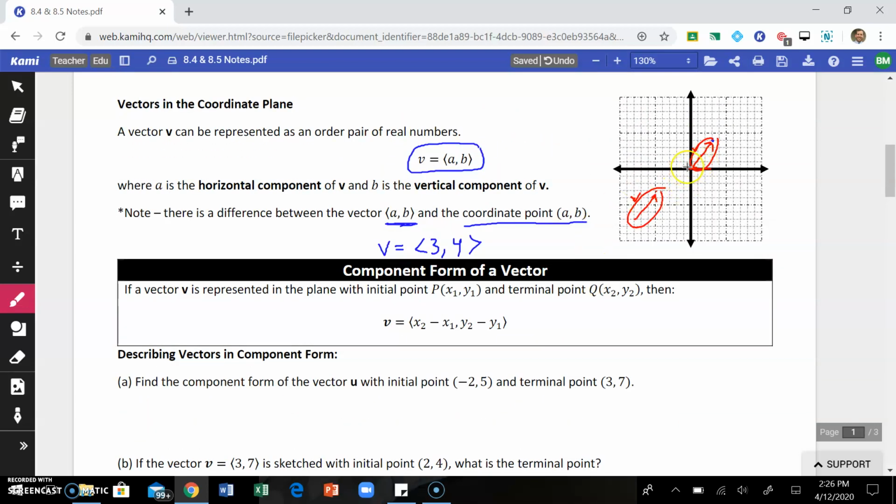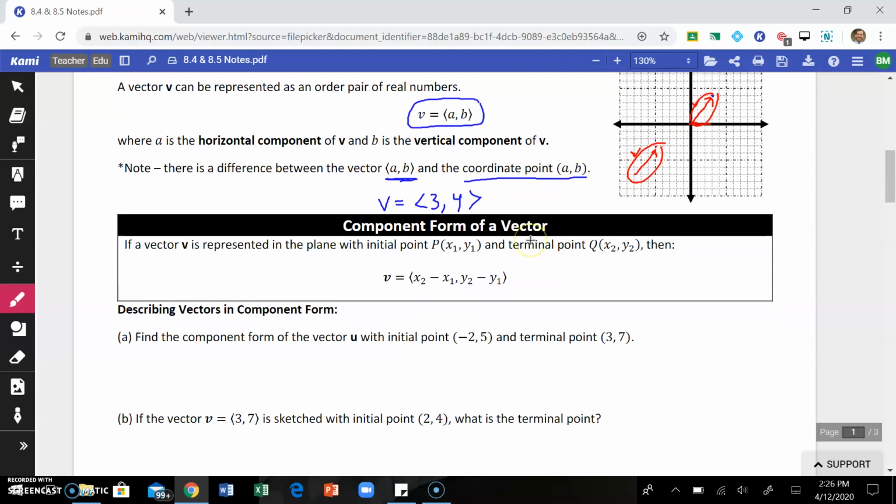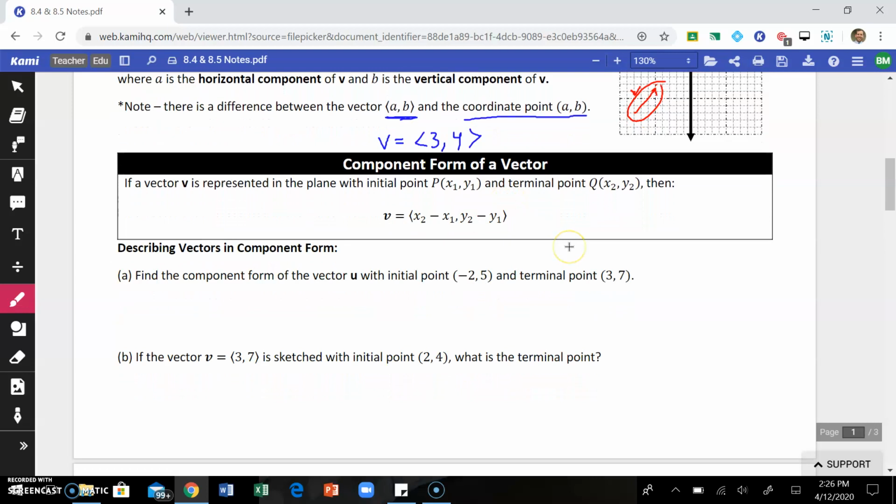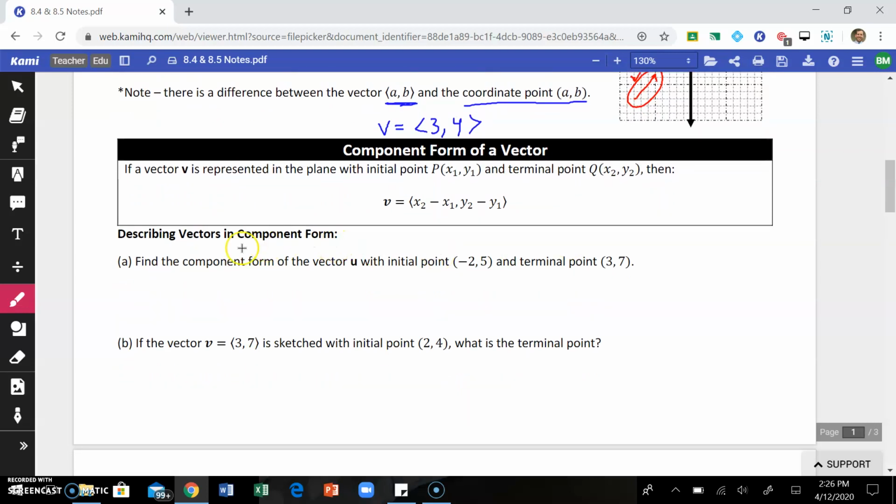Oftentimes it is easy to start it from 0, 0 because then it does end up at the coordinate point a comma b, but it does not have to. The component form of a vector, again, is how we're going to write that. How we can come up with that, if I know where a vector starts and where it ends.